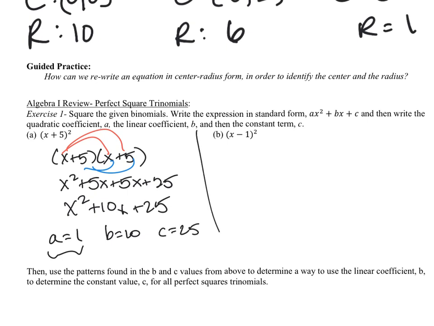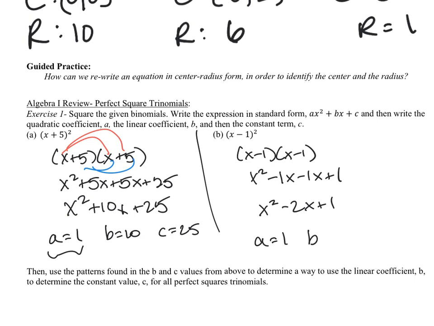All right, so let's try the next one. I have x minus 1 squared, double distribute, combine like terms, and I have my quadratic coefficient, my linear coefficient, and my constant.